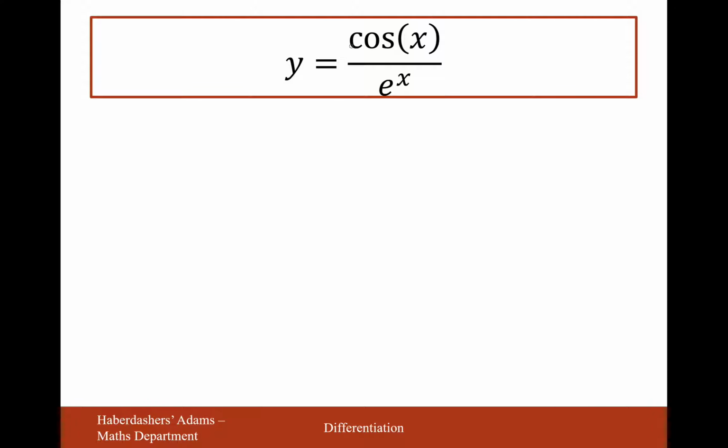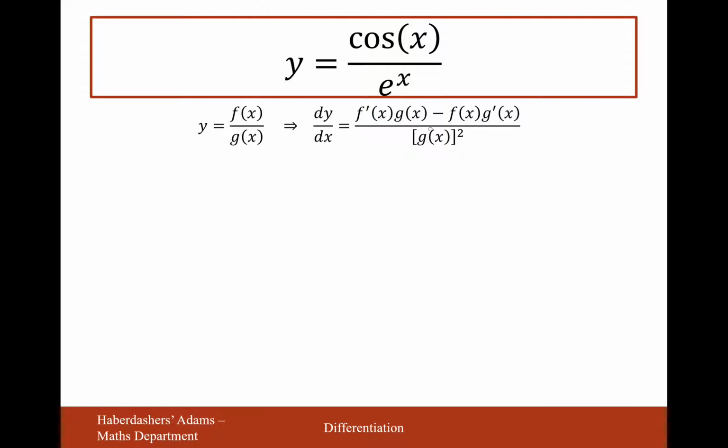Next one. We can clearly see here we've got fractions, so we're going to need to use the quotient rule for this differential. The top one you always have to label as f of x, and the bottom one you always have to label as g of x. So let's get started differentiating. This rule is quite long, so make sure you don't lose track halfway through.